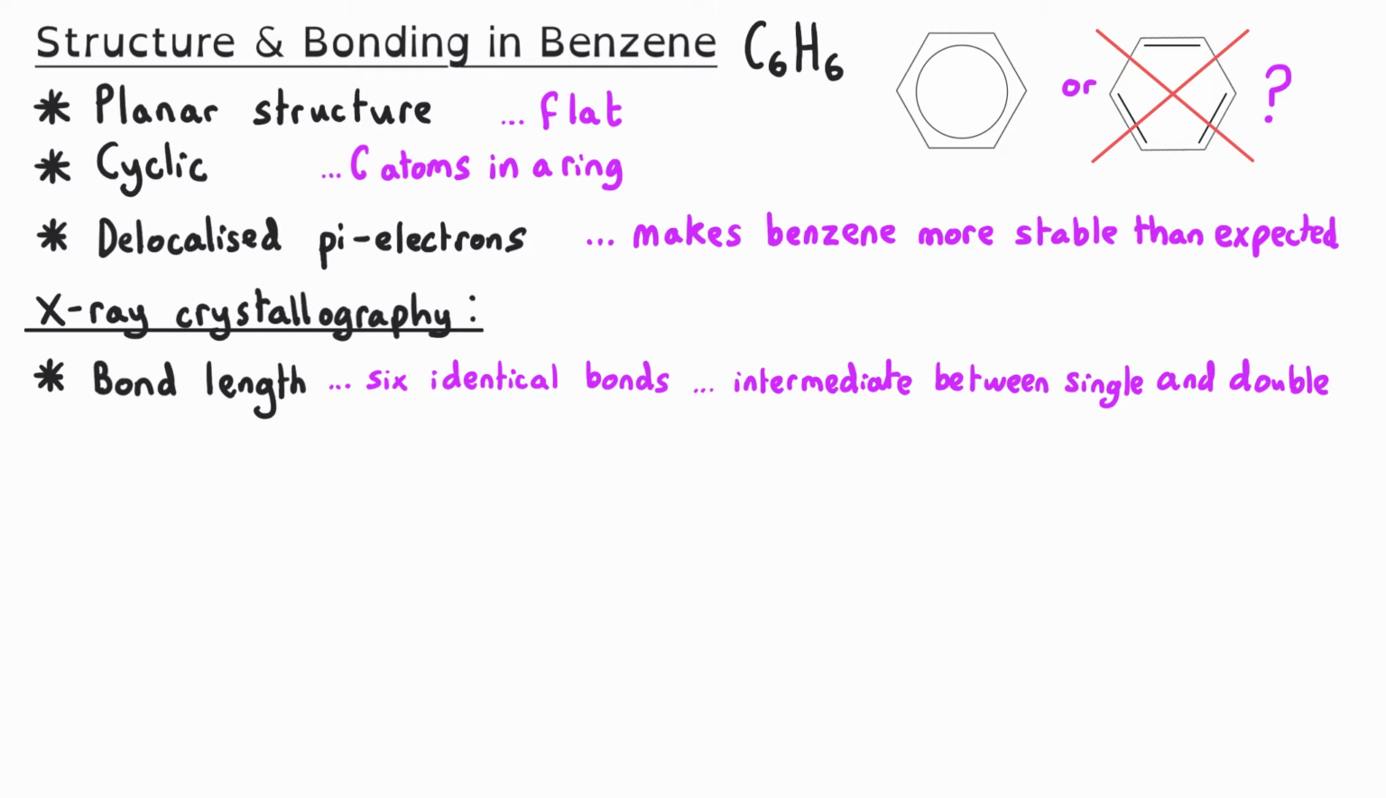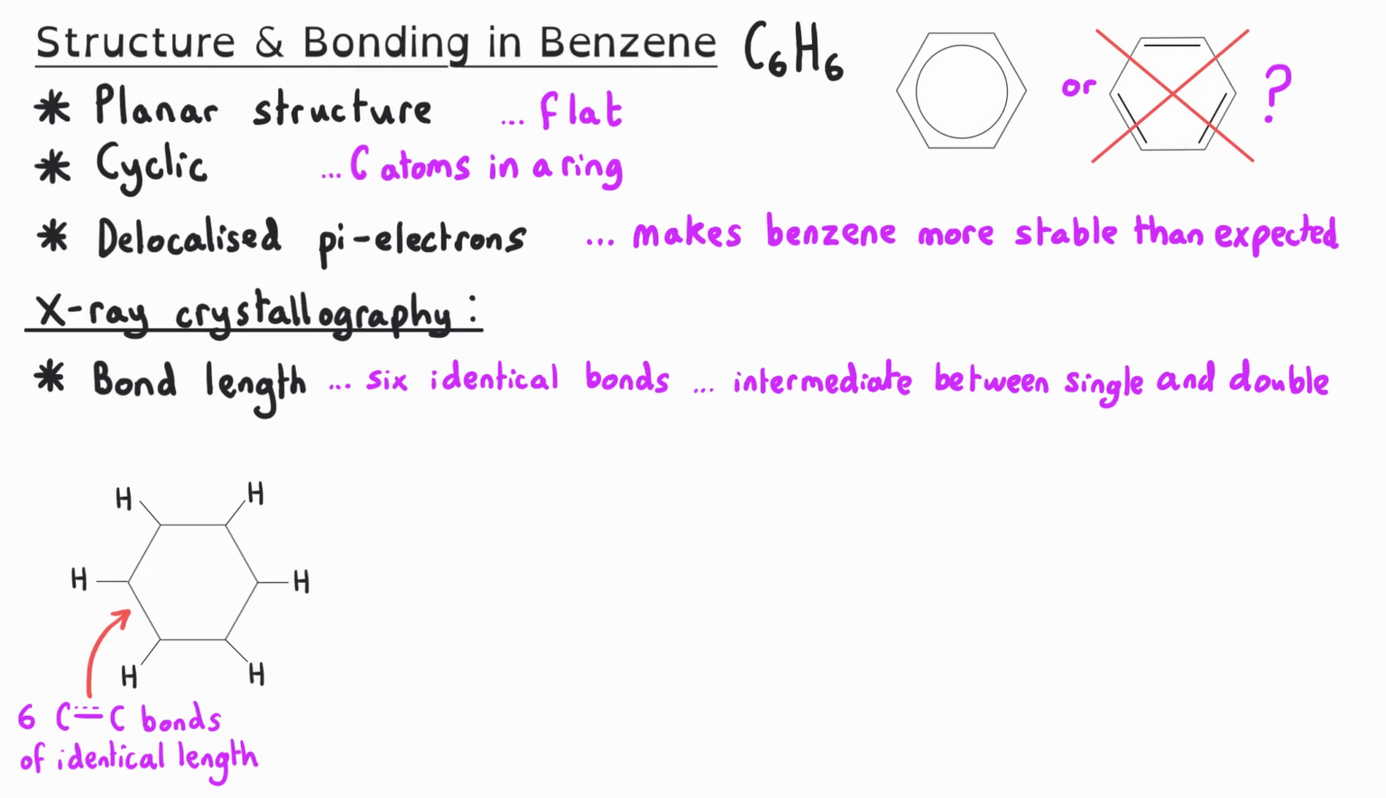Whereas if cyclohexane-1,3,5-triene was the structure of benzene, there would be 3 single bonds, and there would be 3 double bonds, whereas this was not found to be the case. X-ray crystallography was also able to provide supporting evidence for the planar structure of benzene.